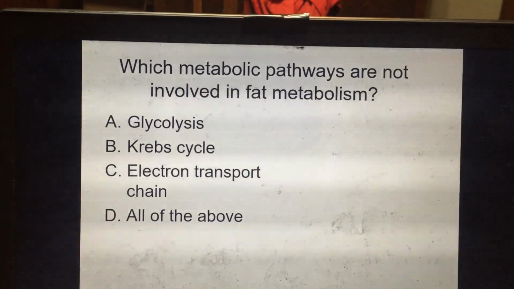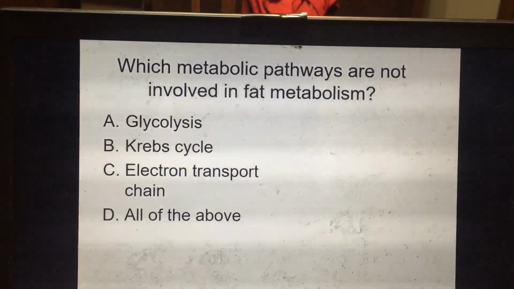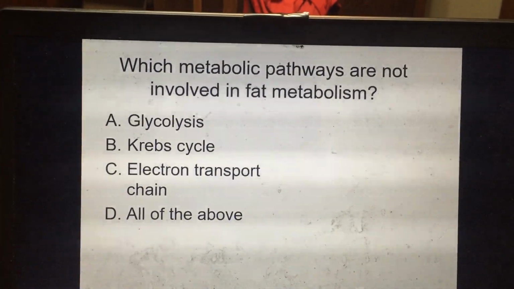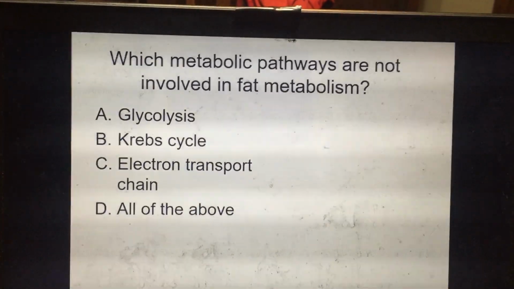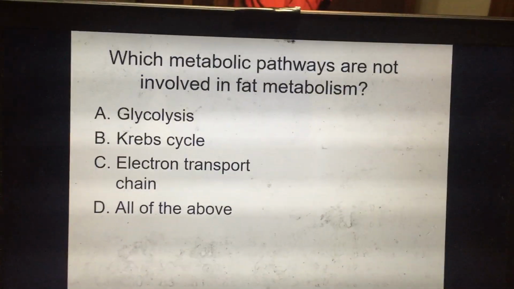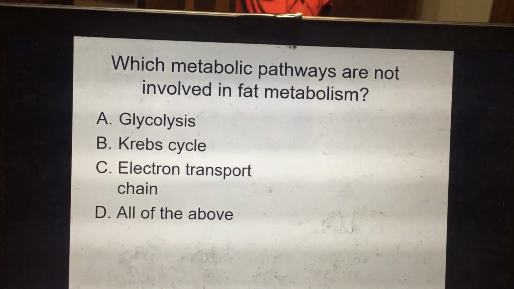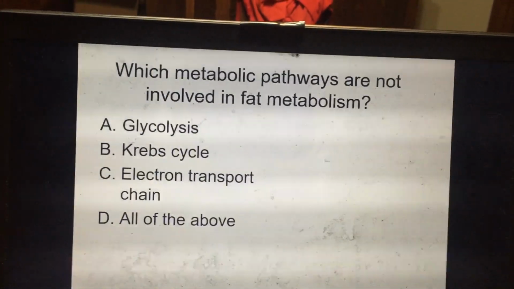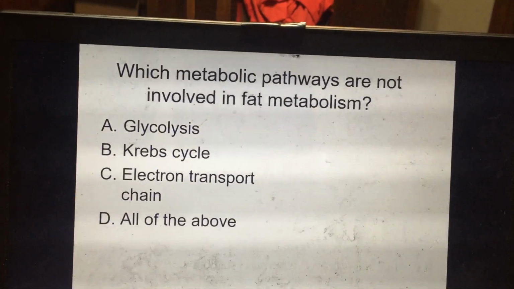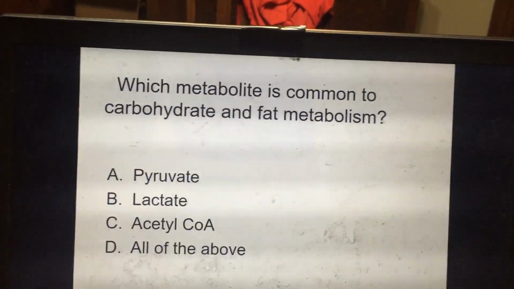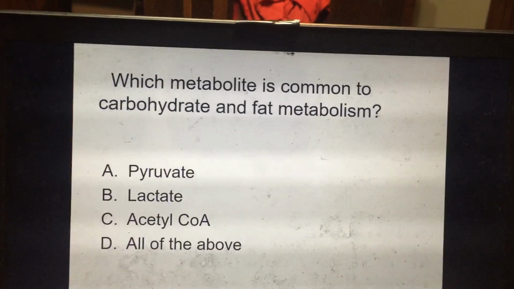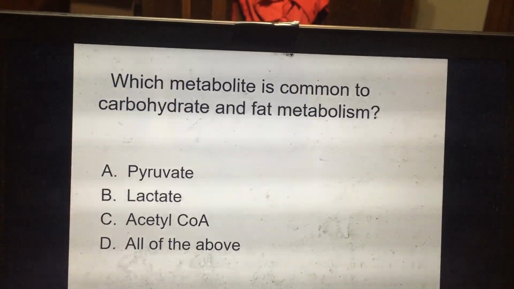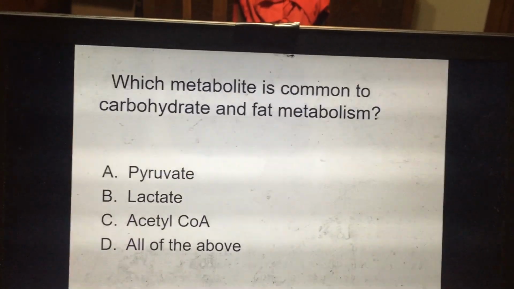So glycolysis is strictly used for carbohydrate metabolism. Krebs cycle and electron transport chain are pathways that are common to both carbohydrate and fat breakdown. So that would involve the aerobic breakdown of either fats or carbohydrates. The Krebs cycle and electron transport chain are both in the mitochondria. Which metabolite is common to carbohydrate and fat metabolism? Your correct answer here would be C, acetyl-CoA.